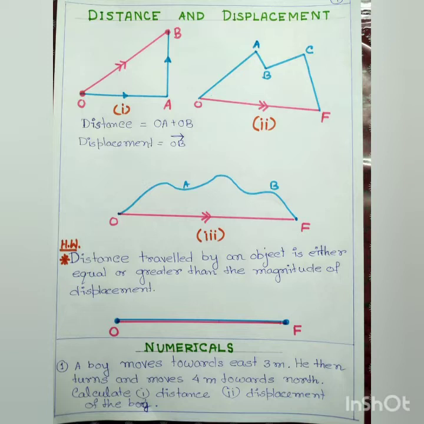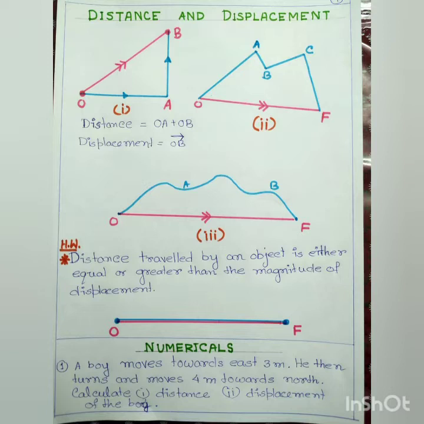Now let us consider the next diagram. Here the object started from O. First it moves to A, then B, then C, and finally to F. Means it's following a zigzag path. So if we want to calculate the distance here, simply we have to measure all the distances: OA plus AB plus BC plus CF. But if I ask what is the displacement here, you have to consider the initial point, that is O, and the final point, that is F, and the displacement will be OF, from O to F.